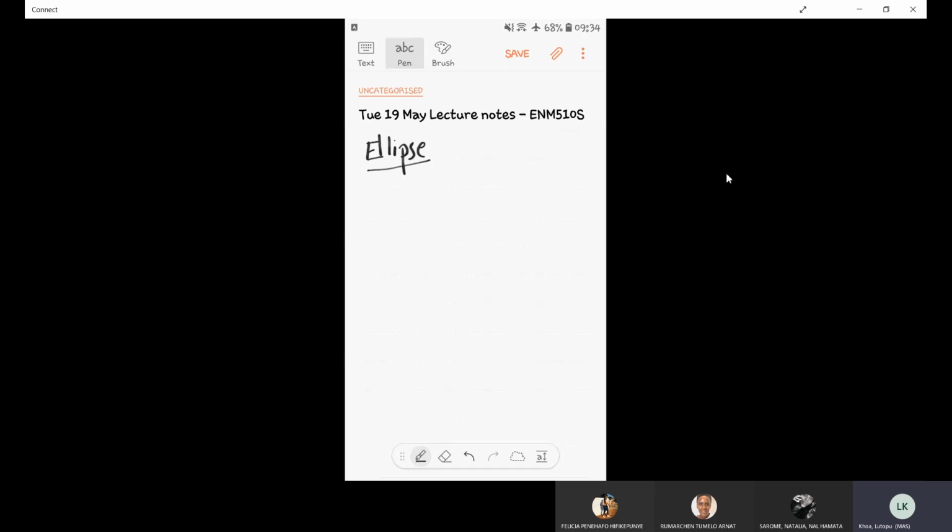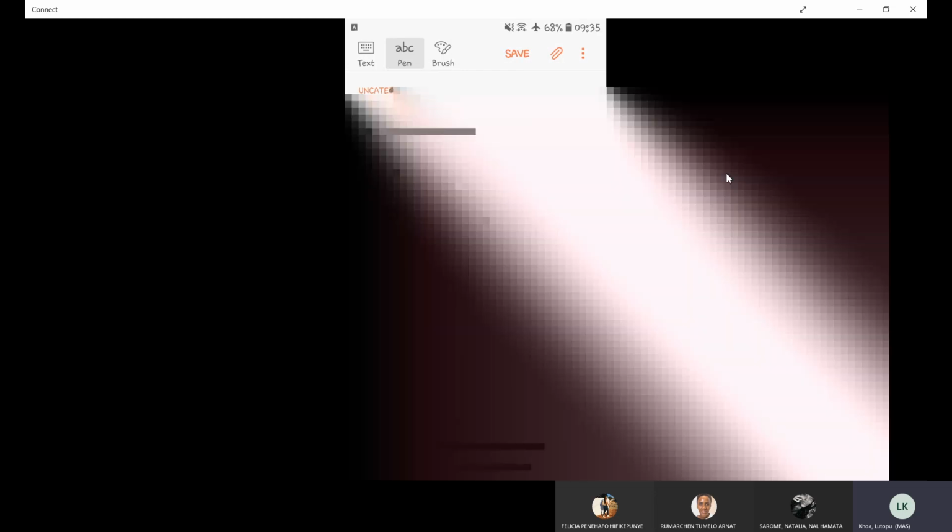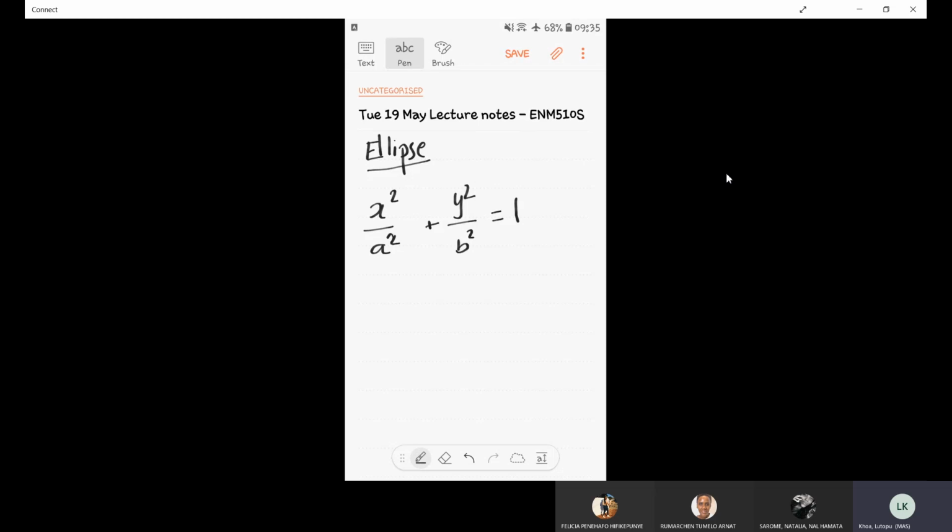Okay, now with an ellipse, the standard form of its equation looks like this: x squared over a squared plus y squared over b squared, and this is equal to 1. So it is always equal to 1. If you get the equation and you don't have 1 on the other side, you have to divide by whatever you have on the right hand side to make it equal to 1. Here a and b are constants, and this is what an ellipse looks like.